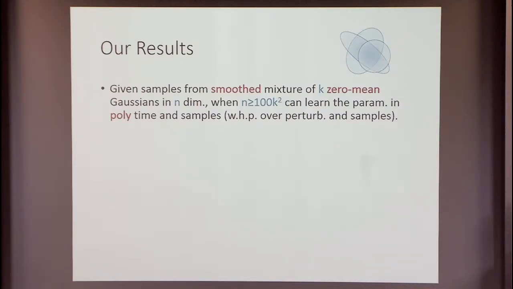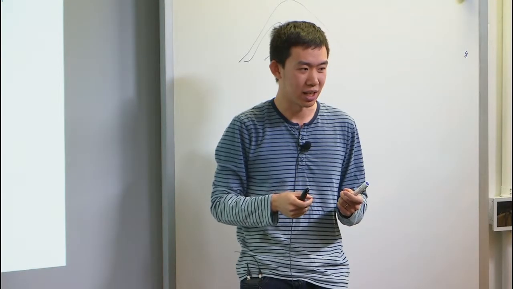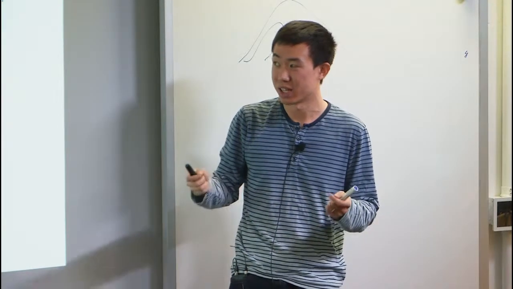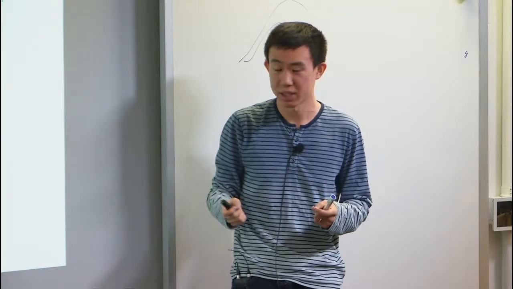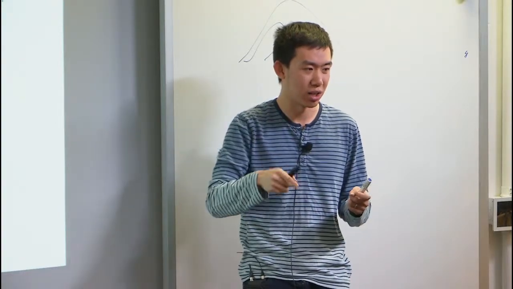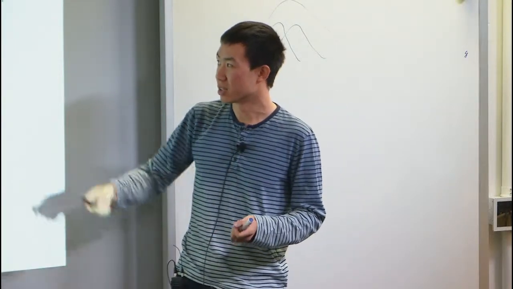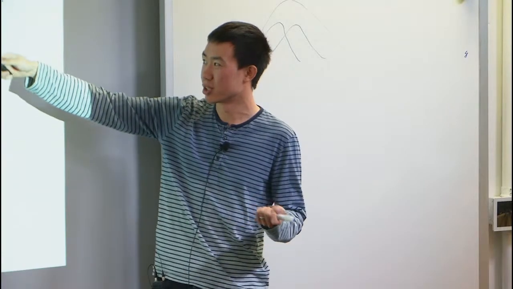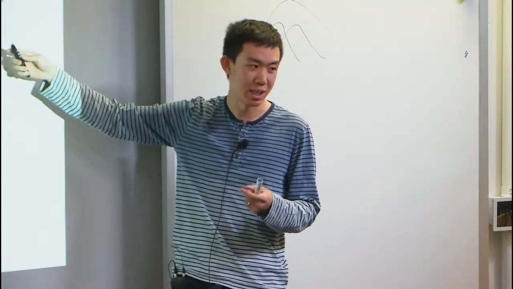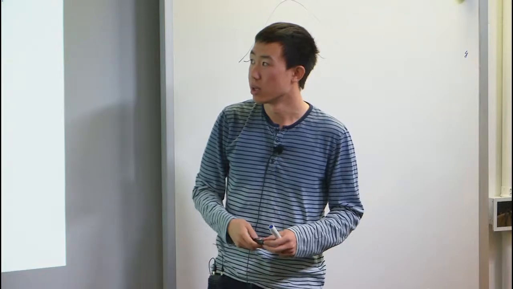Yes? You think of rho as a constant here? You mean the perturbation, the variance of the perturbation? Yes. So rho, we should think about it as a parameter that can be any inverse polynomial in all the other parameters. So the running time of our algorithm and sample complexity will depend polynomially on 1 over rho. So the algorithm succeeds with high probability over the perturbation and also over the sampling procedure afterwards.